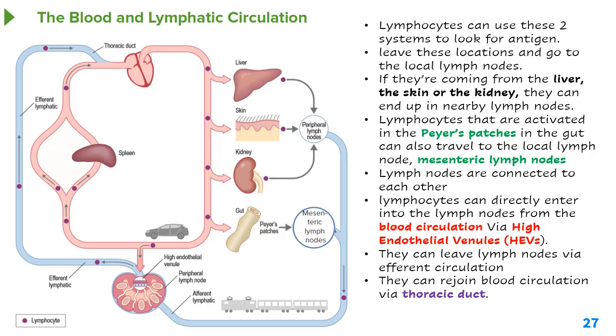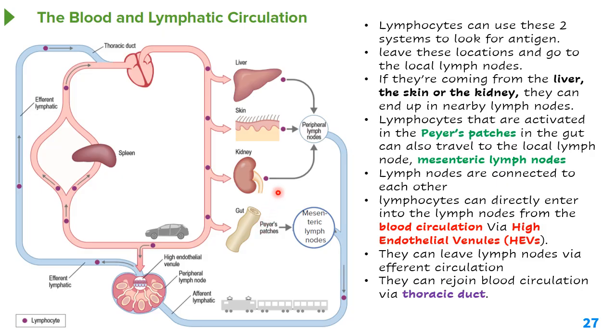Here's the big picture. Your lymphocytes are going to be circulating, and they can get to certain organs via the blood. So they can go in the blood circulation and get to certain organs. Let's say you can go to the liver, or to the skin, or to the kidneys, or to the gut.